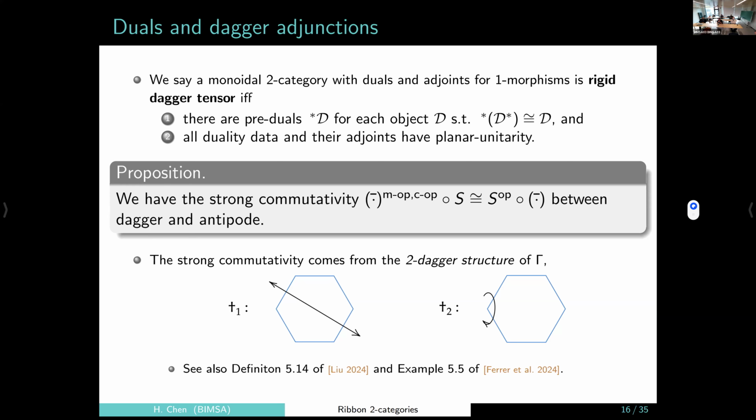And it's just a condition which ensures that I can take left duals and right duals and so on. The idea is that, with these structures, I take a dual and then I take an adjoint on a morphism, for instance, and they're supposed to commute, that is, naturally isomorphic to taking a dagger and then taking the dual. So this is coming from this strong commutativity between the dagger and the antipode structure on my Hopf category. It's a very natural thing to do, actually.